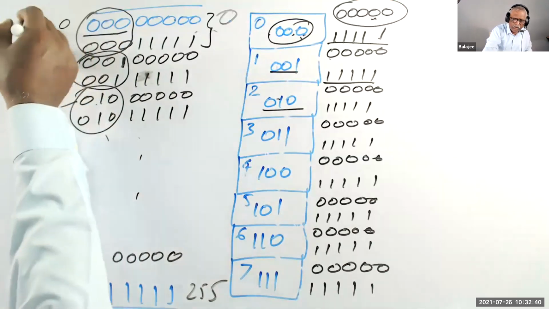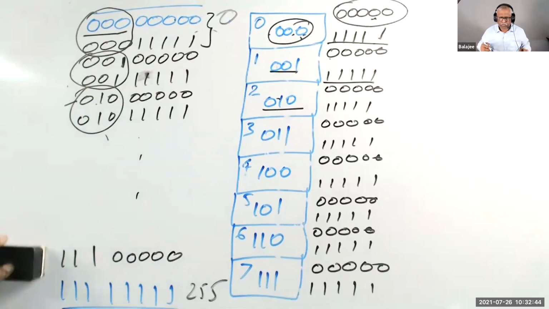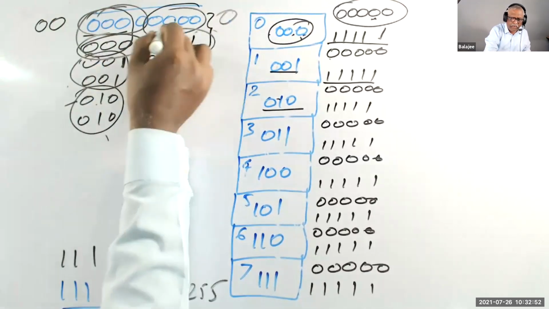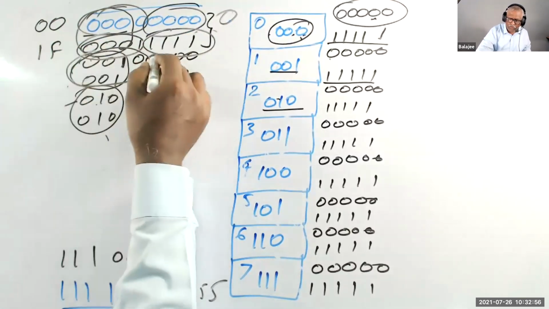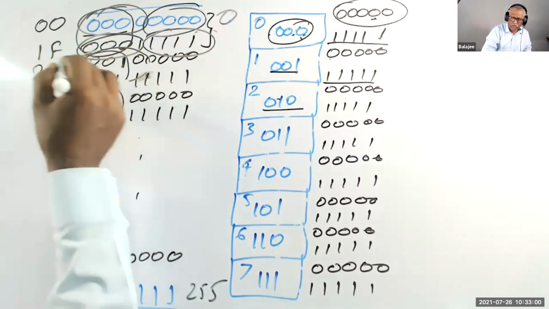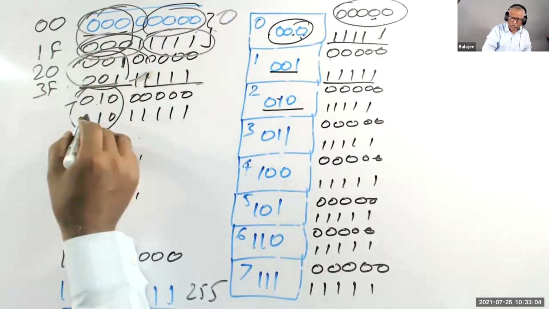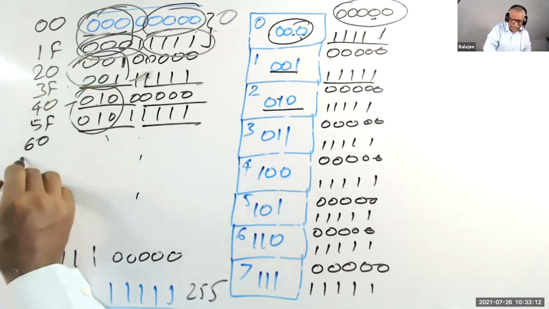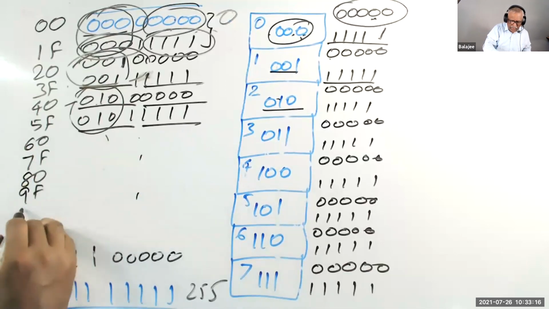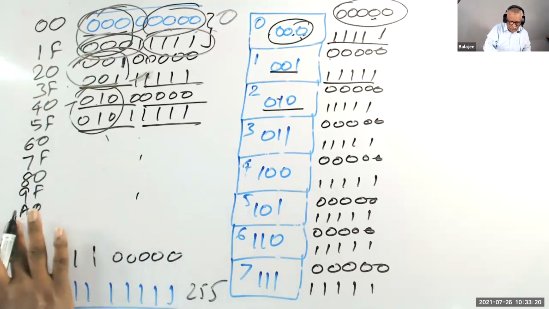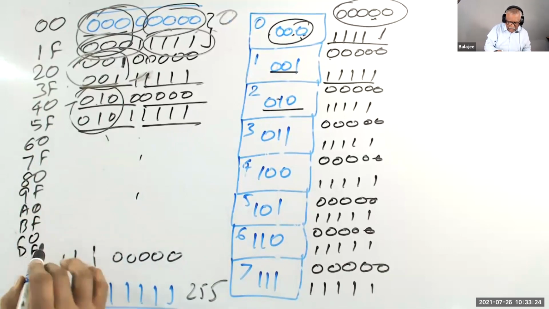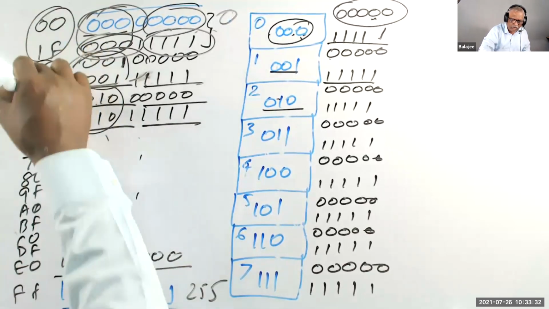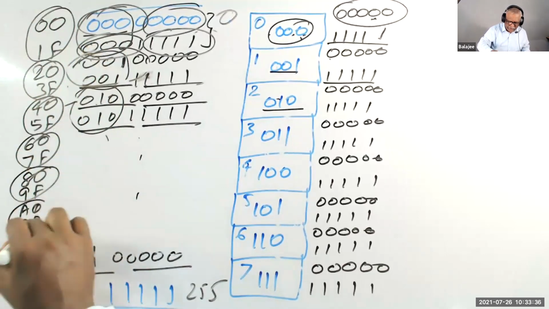If I write it in hexadecimal, forget about this. In hexadecimal, you take 4 bits each: 00 to 1F, 20 to 3F, 40 to 5F, 60 to 7F, 80 to 9F, A0 to BF, C0 to DF, E0 to FF. See here, this is one notebook, this is another notebook, this is the third notebook, fourth, fifth, sixth, seventh, eighth.